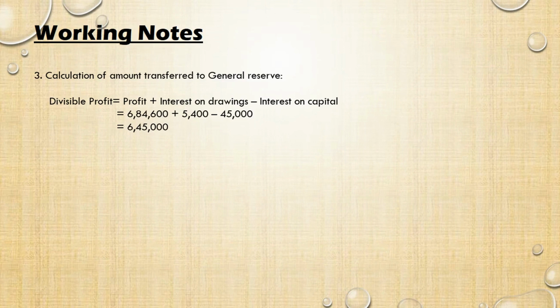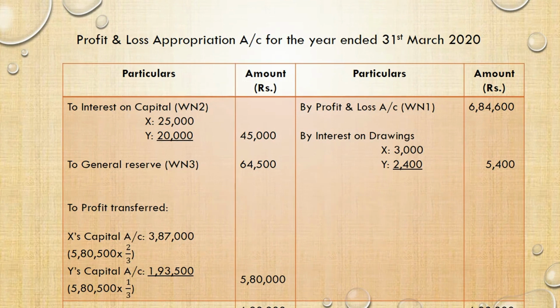Let us find the amount of general reserve, that is 10%. So the amount transferred to general reserve is 6,45,000 into 10%, that is 64,500. Hope you understood how to calculate the general reserve. Okay, next, general reserve will also come on the debit side. We have already calculated that in the working note, so that is my working note number 3, 64,500.